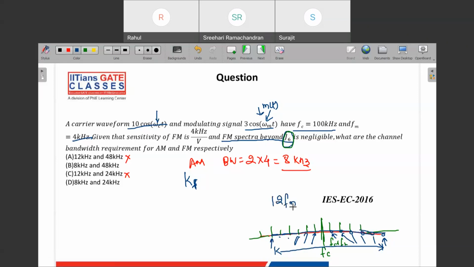Okay. So that will be the bandwidth of the FM signal. In this case, it will be 12 into 4, which will be 48 kilohertz. So this will be the correct answer and this will be the wrong. If you see this problem, the bandwidth of the AM and the bandwidth of the FM, if you compare those, they are very different. AM requires much less bandwidth than the FM. Does anyone have any doubt in this problem?